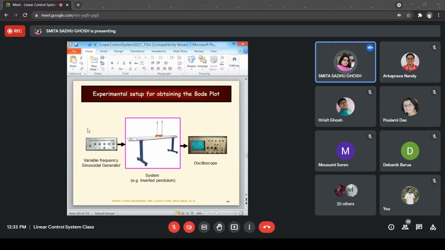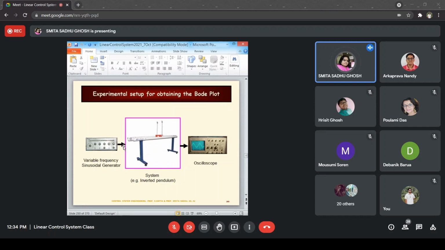But what sort of sine wave signals? Basically, the amplitude of the sine wave that is generated from this signal generator remains constant. So say for example, if I say an amplitude of 1 unit or A units, capital A units, is what we have as the amplitude of the sine wave that is being generated from this variable frequency generator.